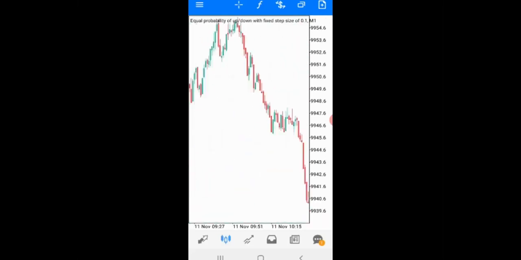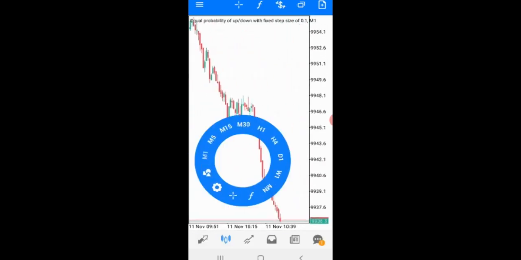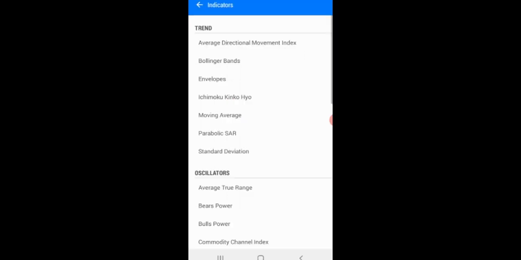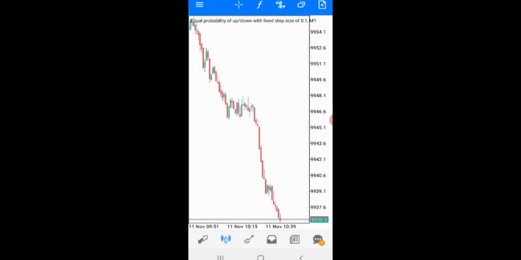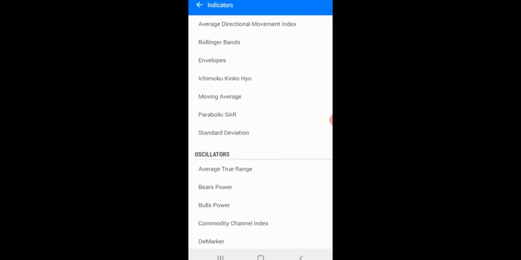This is step index. This is my 1 minute time frame, so we are using the 1 minute time frame. What we need to do now is add the indicators that we need. You click on the indicator tab. The first indicator we need is the moving average.